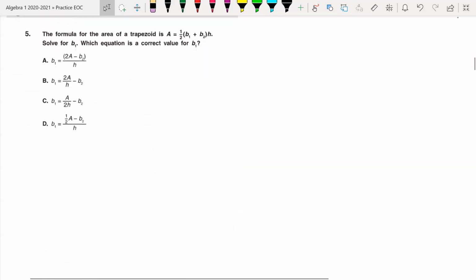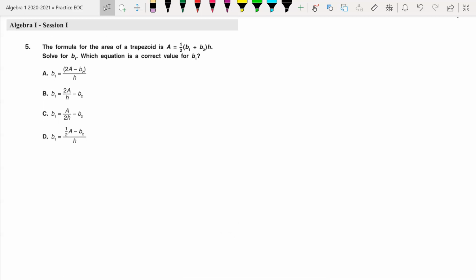Number 5 is kind of a tough one. It says the formula for the area of a trapezoid is A equals 1/2 times base 1 plus base 2 times height. Solve for base 1. Which equation is the correct value for base 1? So they kind of throw you for a loop here and say, oh yeah, trapezoid. It's kind of like a distractor.